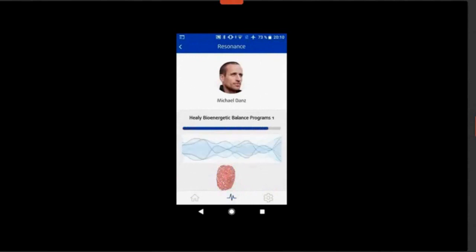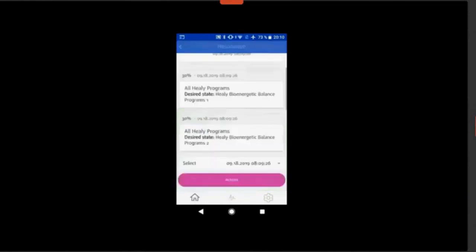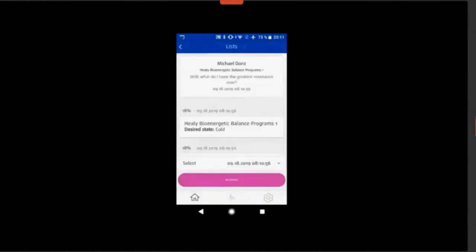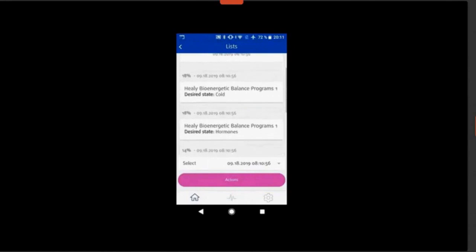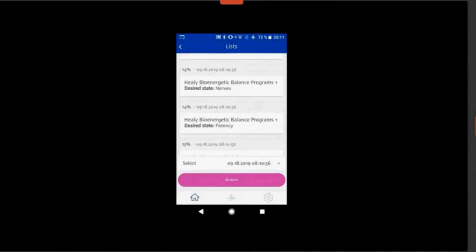So I'm doing the same thing, wait a second, and I will have, what is it? It is related to the cold program. Interesting. You can hear me, huh? I had a bit of a sore throat. I had sometimes a bit of a scratching in my throat. It's interesting. It relates actually perfectly to what I'm experiencing right now. The other program would be hormones, nerves, potency. I'm not talking about that today.